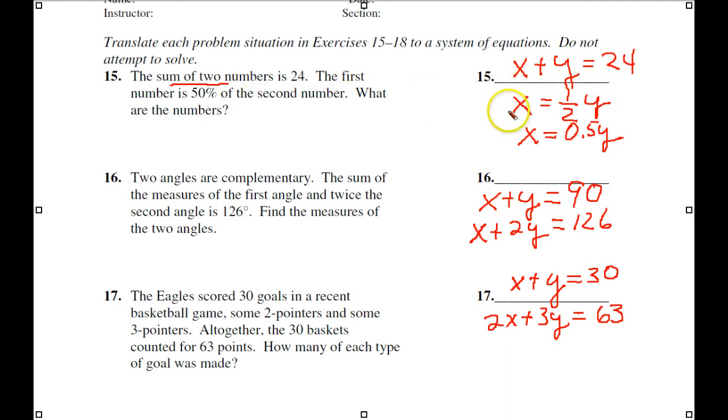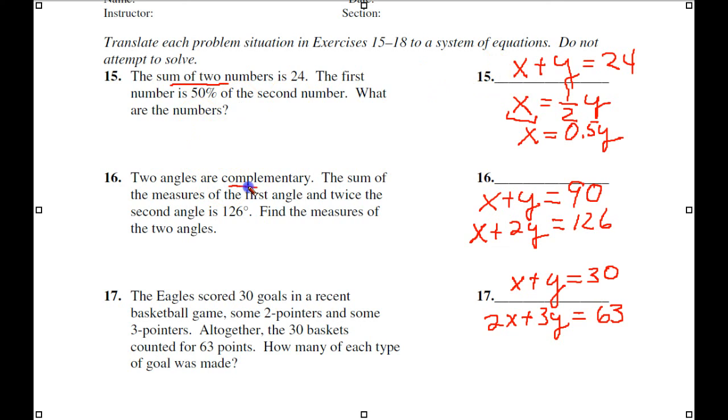The first number, which is x, is equal to 50%. Now you can put it as 1/2 or the decimal 0.5 y. So there are your two equations. Now they're not asking us to solve them yet. Here we're just practicing putting them from English into algebra.